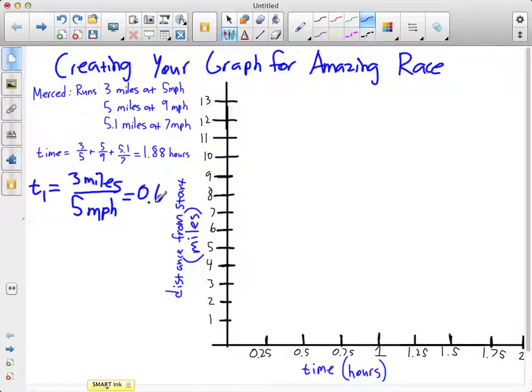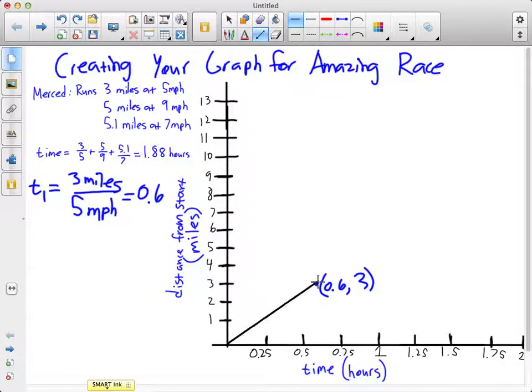So my first point here is going to be, I'm going to go out to 0.6 on the x-axis because the x-axis is time. So there's 0.75, so maybe about here is 0.6. And then up to, he went 3 miles going that speed, so I go up to y equals 3. So this point is (0.6, 3). And then since I have 2 points, I can make a line to connect them. And there's my first segment.